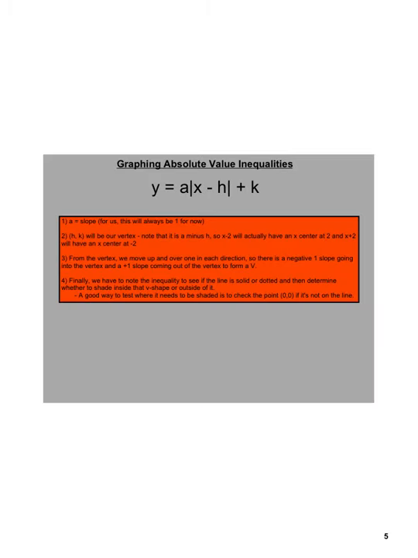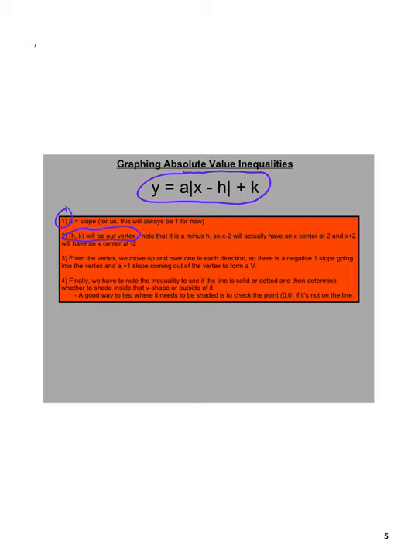Okay, now we're going to change it up a little bit, and we're going to look at absolute values. Okay, so the absolute value, first of all, the equation with an absolute value would look something like this right here. And when we look at this, we would look at A as being the slope. Okay, and for us, that will always be 1 for now. We won't put a value other than 1 out in front of the absolute value. The point HK will be our vertex.